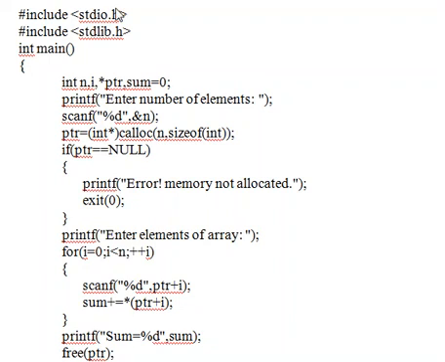Hello friends, now this is the program for dynamic memory allocation. Here dynamic memory allocation means it has to allocate the memory at the time of running the program. So for this dynamic memory allocation, we have two predefined functions. One is calloc, second one is malloc.